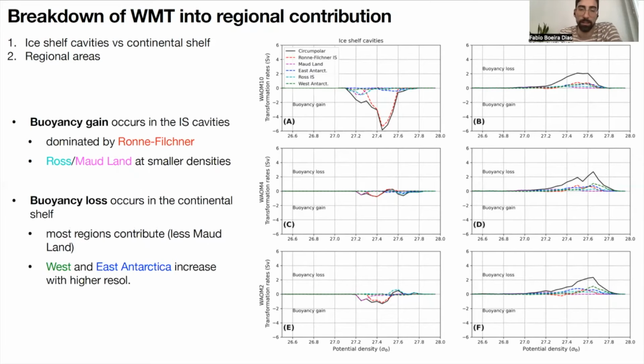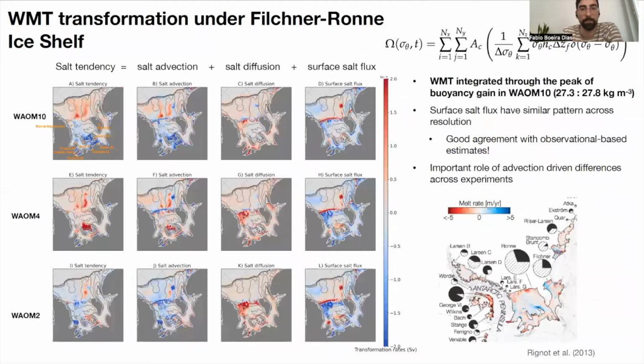But one thing that you identify here is also that the main difference in terms of buoyancy gain under the ice shelf cavities is occurring at the Ronne-Filchner Ice Shelf. And that's where we're going to focus on the rest of our study.